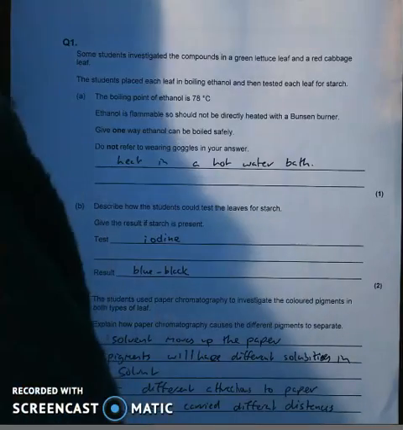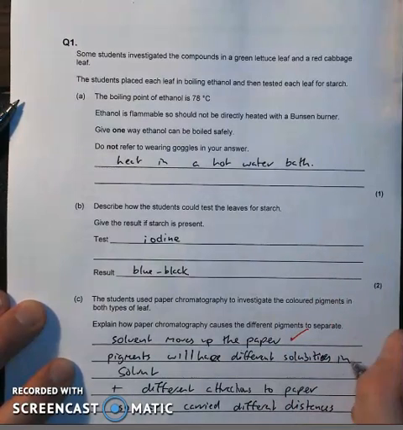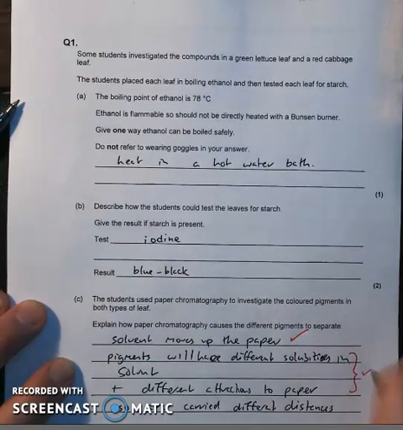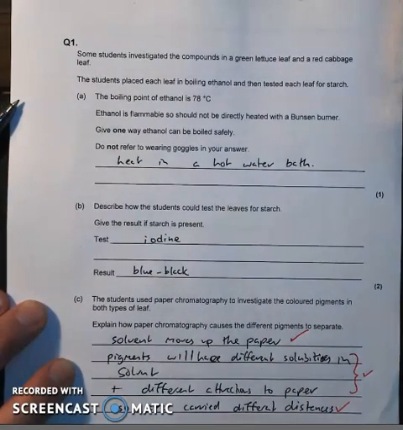Where are the scoring points for this? Well, the first one is basically the solvent moves. Either one of those is going to be worth a mark, and that's the so bit at the end. Okay, the explanation bit there.